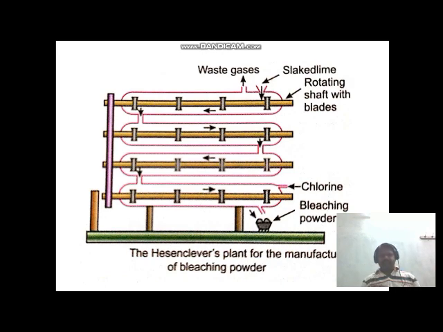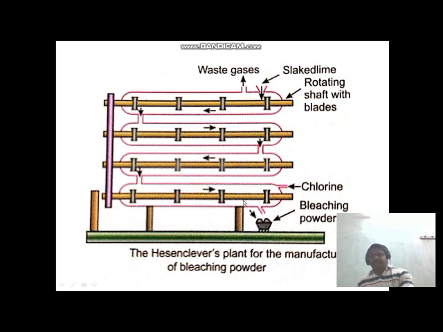When the shafts are rotating, the slag lime goes down and enters the next cylinder, and the next cylinder, and the next cylinder. Going downward, the chlorine gas comes to the upper position. In the path of the chlorine gas, it reacts with the slag lime, and finally it converts into bleaching powder. That bleaching powder is completely collected at the bottom position of this last cylinder.